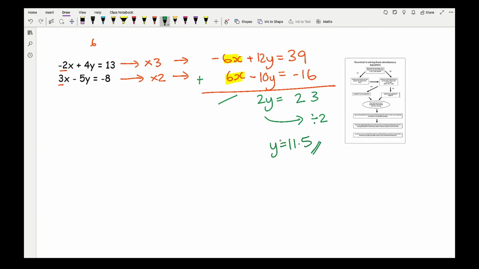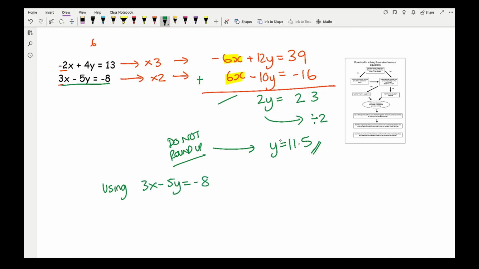So I can leave it as 11.5, but I certainly would not round up. So do not round up. And again, if it was more of a nasty decimal number like 2/3, just use fractions if need be. So then using the simplest out of the two equations, I'm going to go for the bottom one. So using 3x minus 5y equals minus 8.